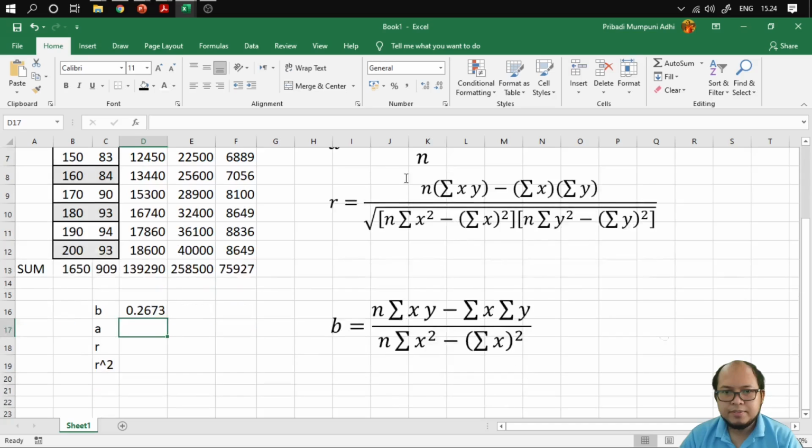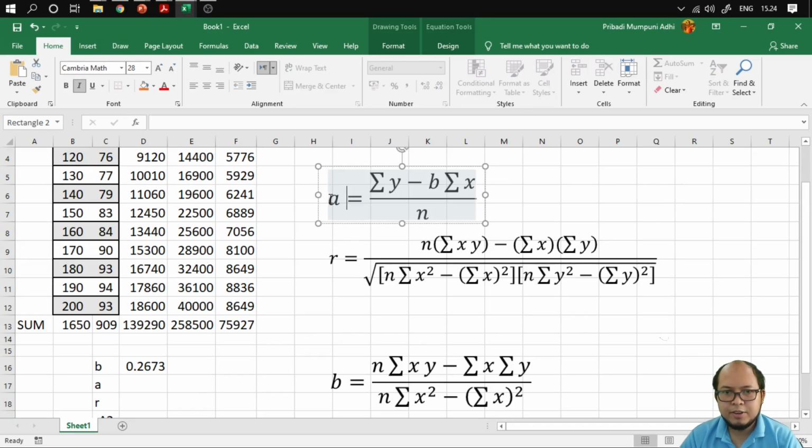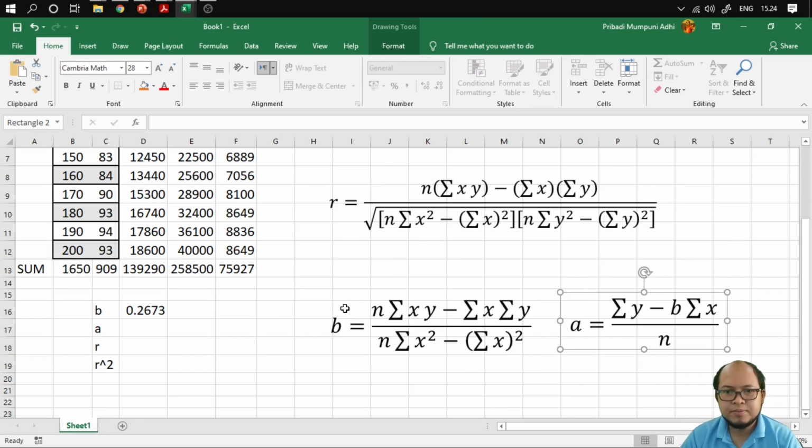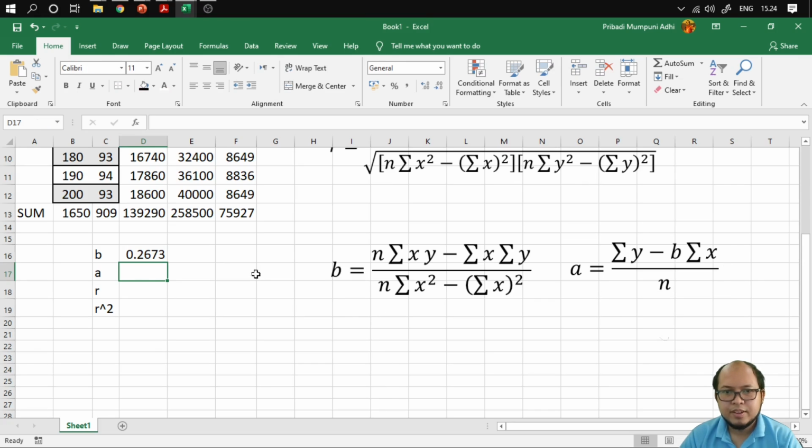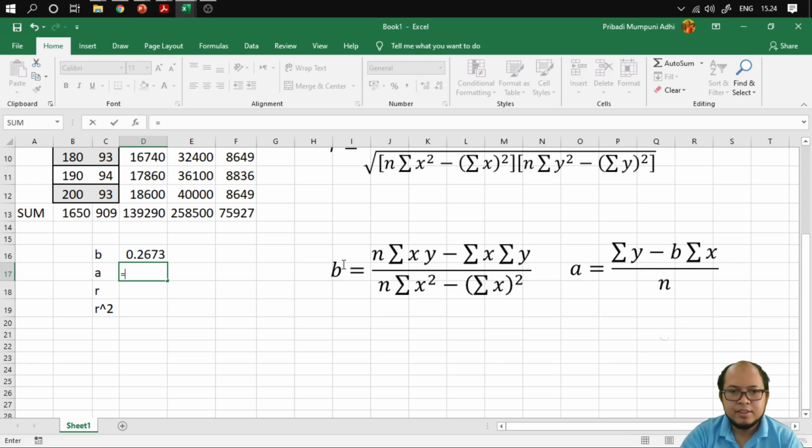And the a, I will put it here. The a is equal to sigma y minus b multiplied by sigma x, over n. So this one is sigma y minus b, this one, multiplied by sigma x, and all this value is divided by 11.